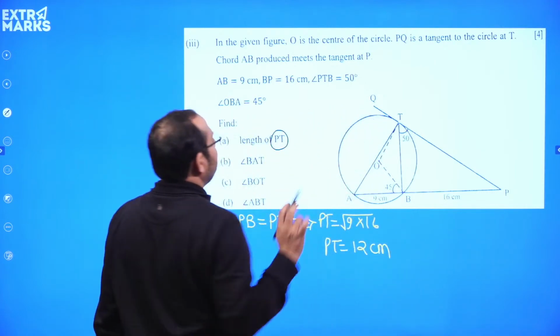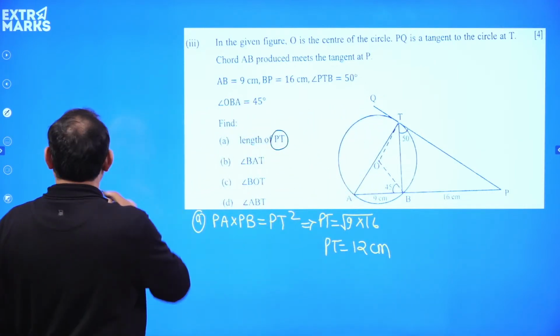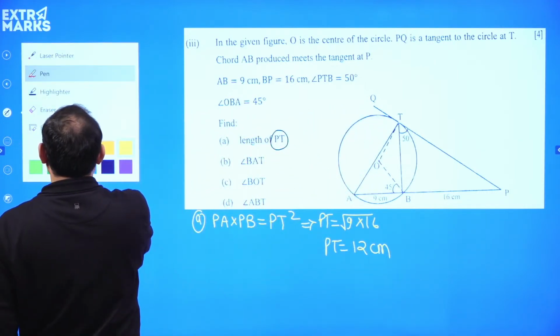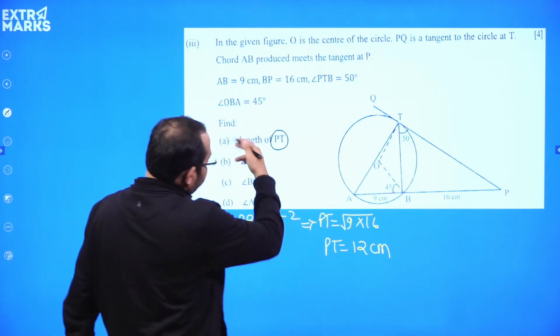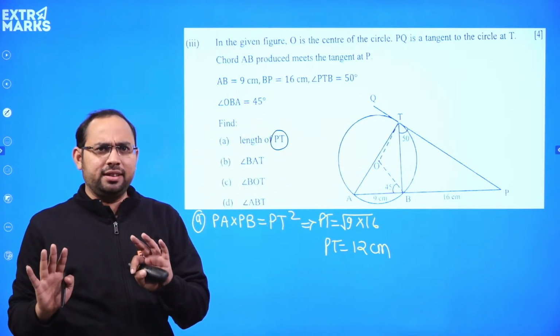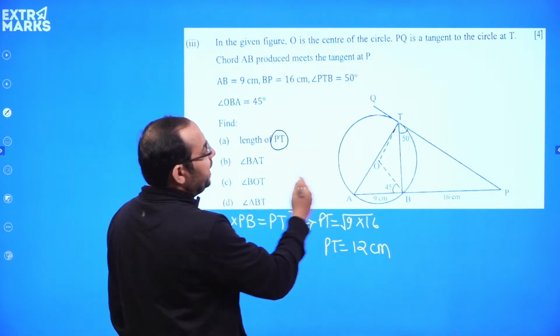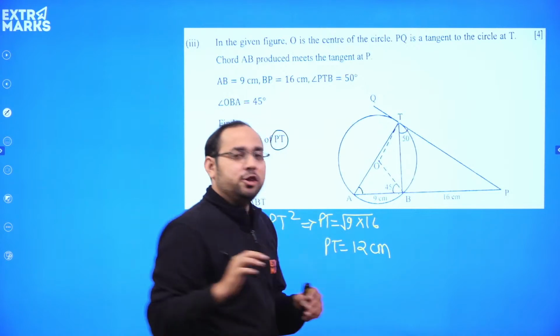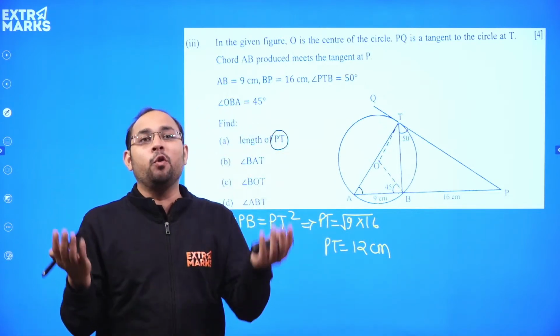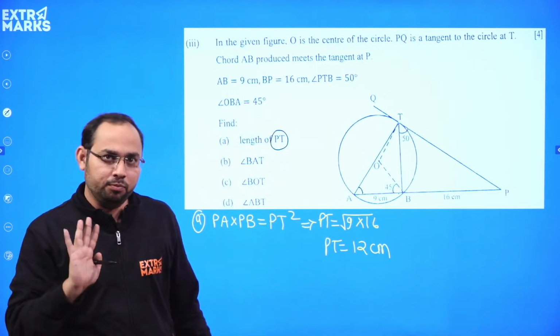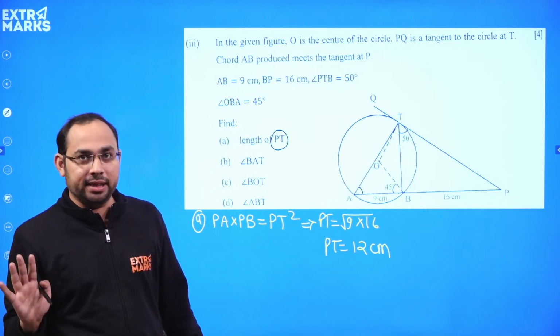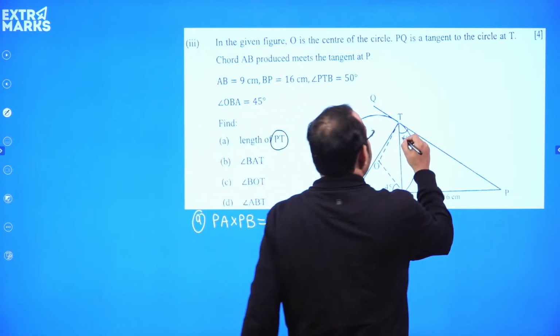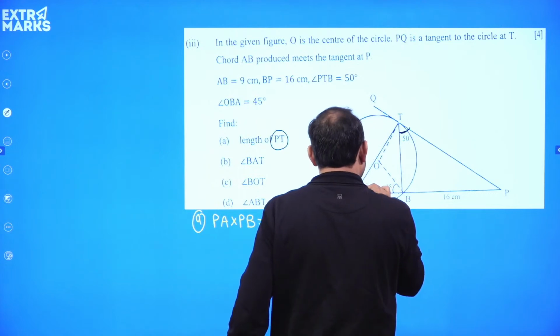So I got the value of PT. Simple, no problem. Let's move forward. Now these three angles that we have to find, let's try and understand what they could be. BAT, this angle. First, whatever we know, let's try and put that out. The things we can easily tell: for example, if this angle is 50, this angle is 50.